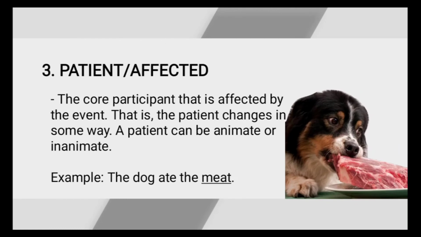Next is patient or affected. Patient or affected is the core participant that is affected by the event. That is, the patient changes in some way. A patient can be animate or inanimate. It is the undergoer of the action or event denoted by the predicate. For example, the dog ate the meat. As in the sentence, meat is the patient because the action is performed on the meat.